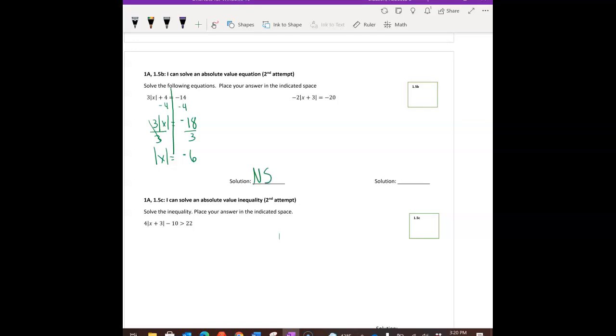And the reason why is because when you do take the absolute value of something, you should always be getting a positive number, not a negative number. So that's why it's automatically no solution.